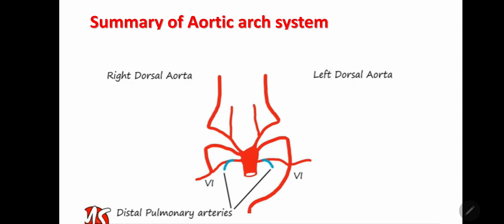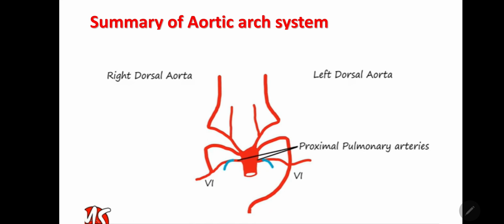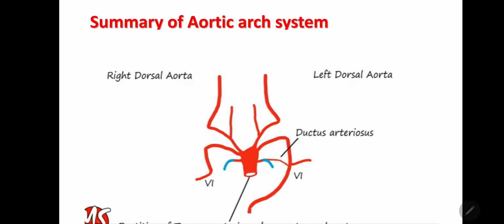Now coming to the sixth arch. The proximal portion forms the pulmonary arteries, whereas the distal portion disappears on the right side, but on the left side it remains as ductus arteriosus, which later forms ligamentum arteriosum.